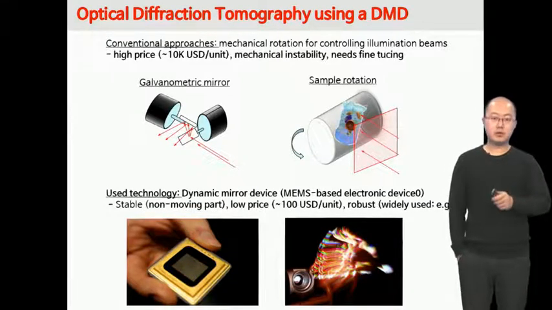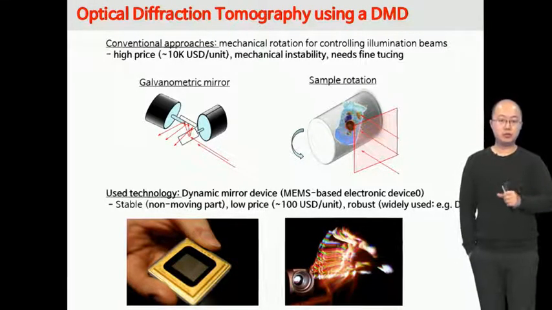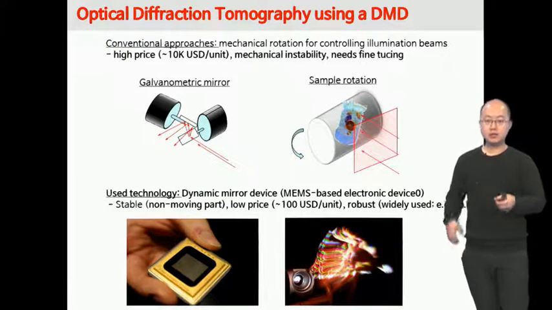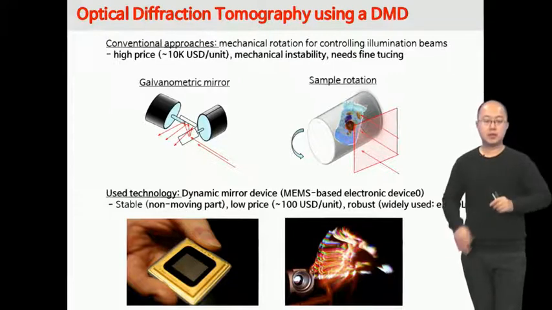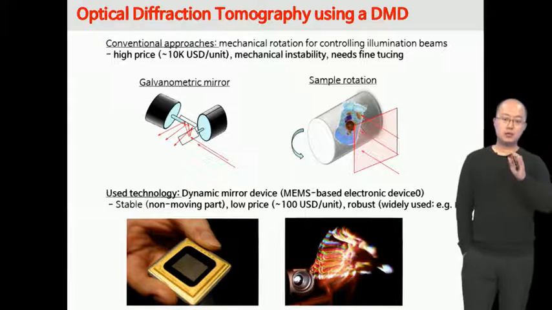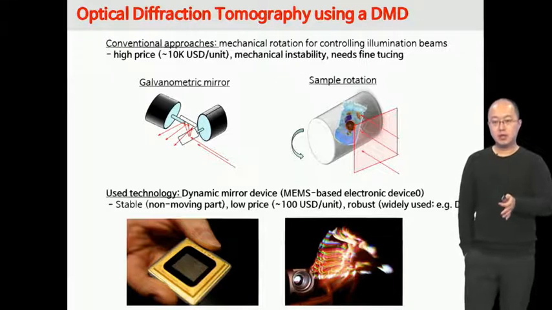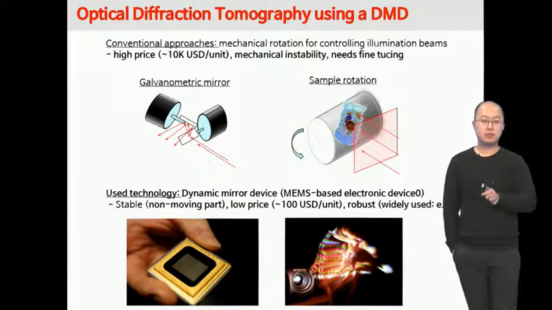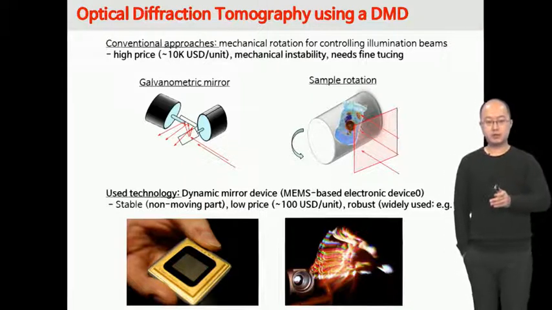A DMD is in fact a small MEMS-based electronic device, which is widely used in DLP projectors. It consists of tens of thousands of small micromirrors, and each mirror can be independently controlled. So even though this is an amplitude modulator, if you cleverly exploit the concept of binary holograms, you can utilize this DMD as a wavefront shaper. So we realized that this DMD can be used to control the illumination angle in optical diffraction tomography.